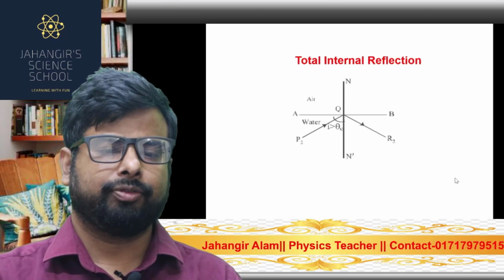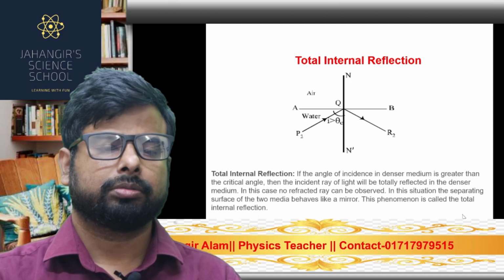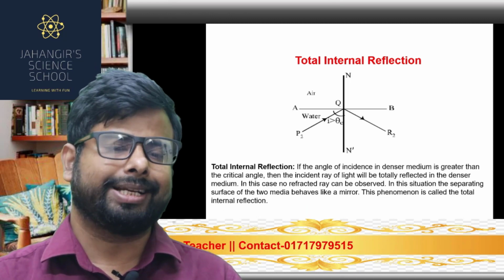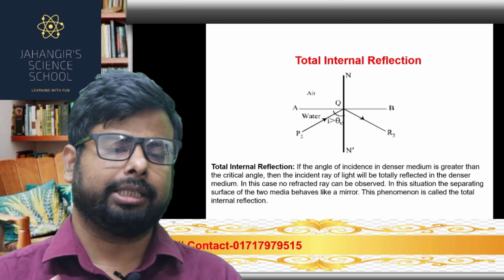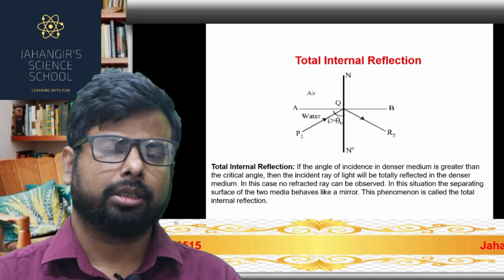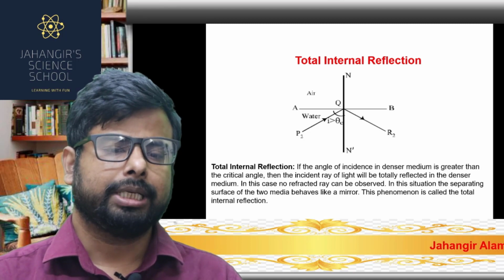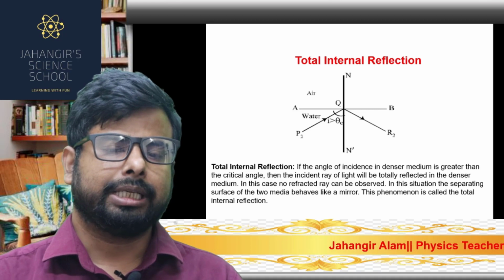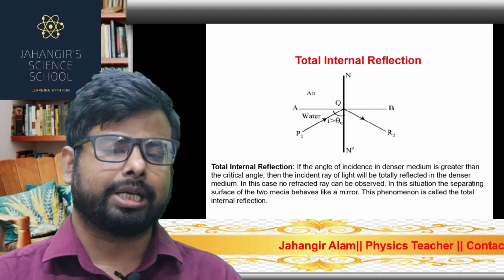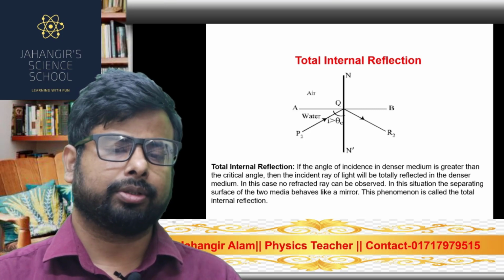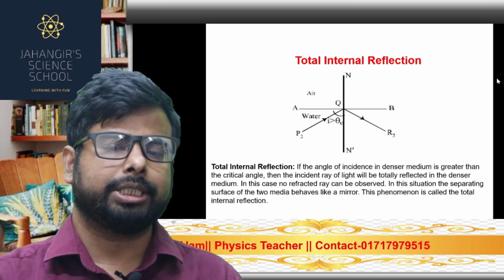Total internal reflection. If the angle of incidence in the denser medium is greater than the critical angle, then the incident ray of light will be totally reflected in the denser medium. In this case, no refracted ray can be observed. In this situation, the separating surface of the two media behaves like a mirror. This phenomenon is called total internal reflection.